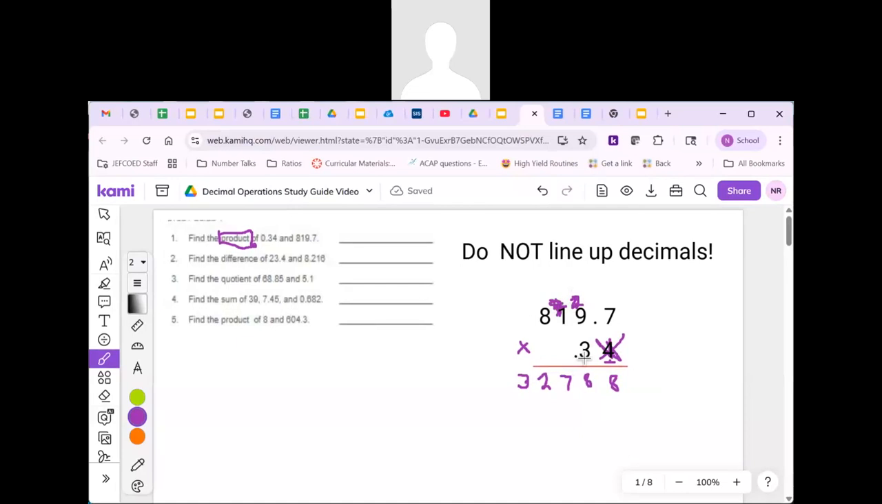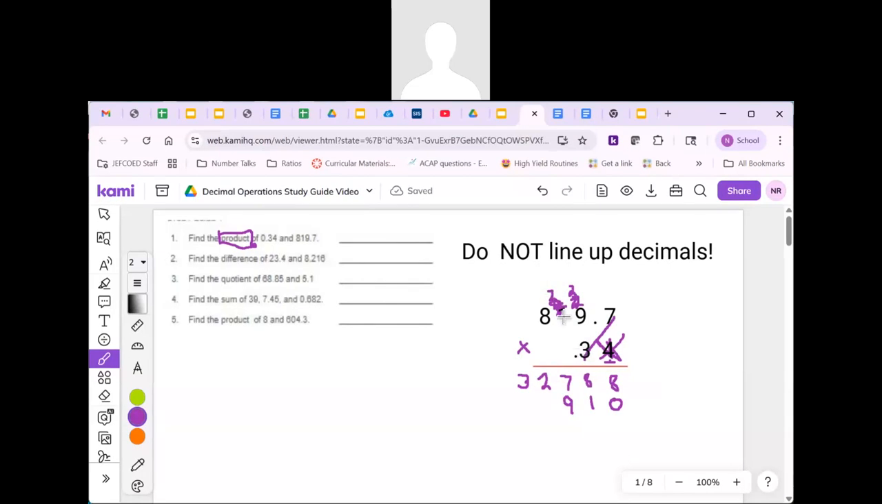So now I'm multiplying the 3 by every single number. So this first one is 3 times 7. Remember, I've moved over a place value, so I'm putting a placeholder. 3 times 7 is 21. Put the 1, regroup the 2 to the next place. All right, that would mean over the 9. All right, 3 times 9 is 27. Add the 2, and that is 29. Put the 9, regroup the 2 to the next place.